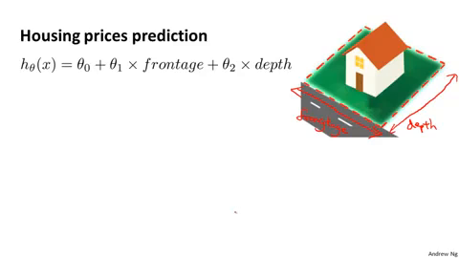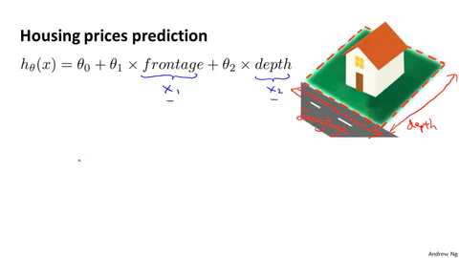So if you have two features called frontage and depth, you might build a linear regression model like this, where frontage is your first feature x1 and depth is your second feature x2. But when you're applying linear regression, you don't necessarily have to use just the features x1 and x2 that you're given. What you can do is actually create new features by yourself.